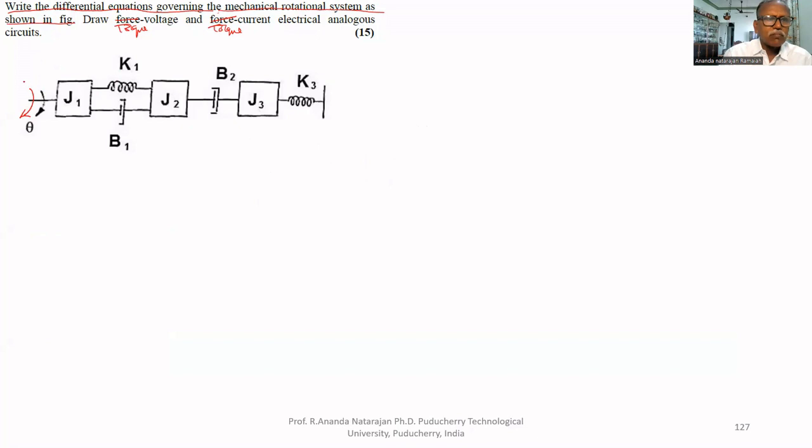Let us assume that the applied torque is T. The displacement at this end is theta 1. The displacement of J2 is theta 2. Displacement of J3 is theta 3. Displacement of J1 is theta 1. So now we have to obtain the mathematical model of this mechanical system.